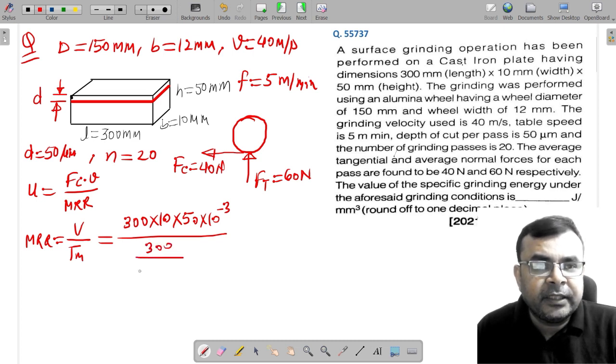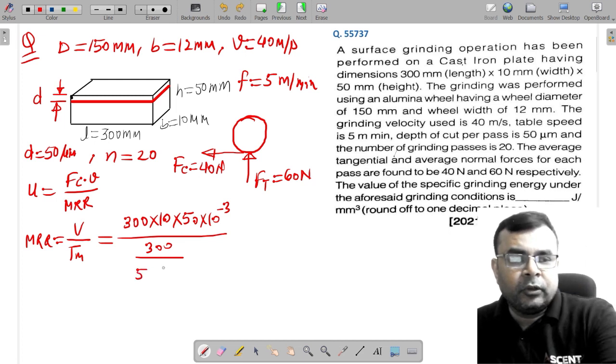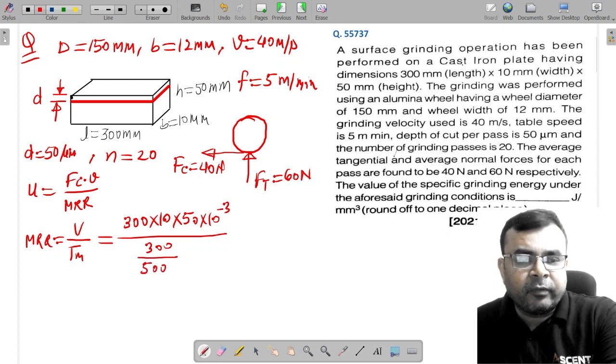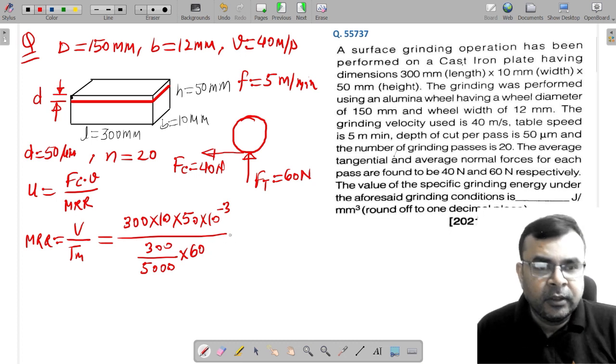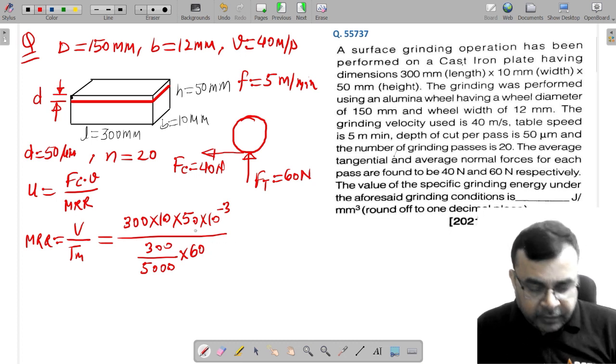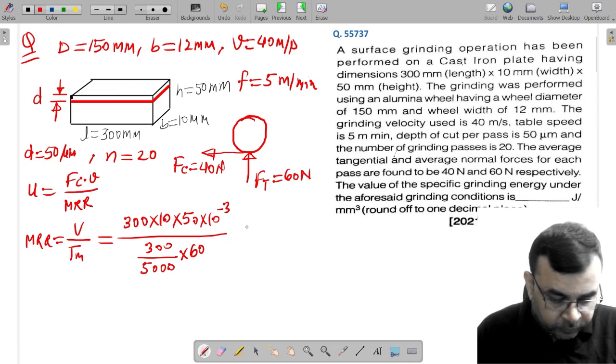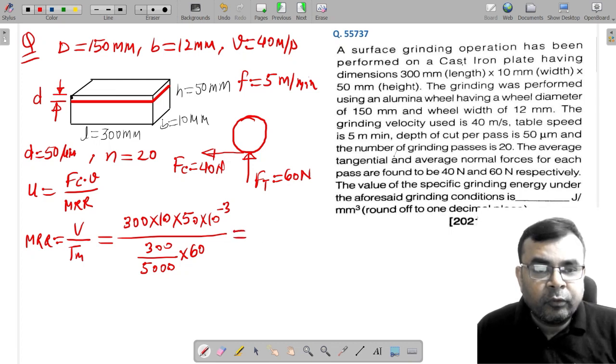And the length is 300 over speed, given here, that is 5 meter per minute. So no need to write directly, you can use 300 by 5 meter or 5000 meter per minute. So if we multiply with 60, then we get in second. Correct. So after simplifying this, here I am getting 41.66 millimeter cube per second.